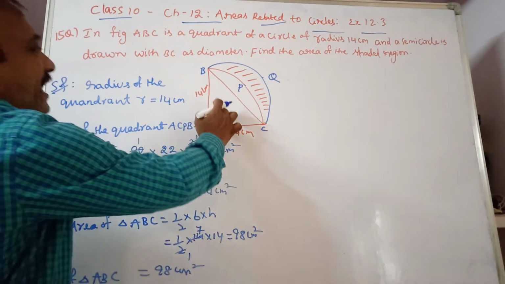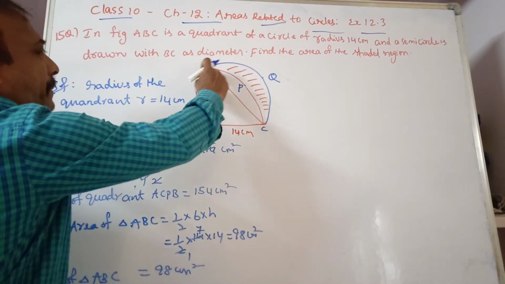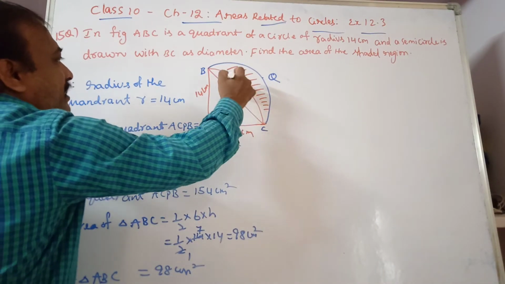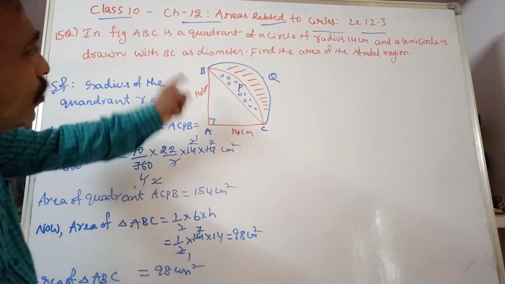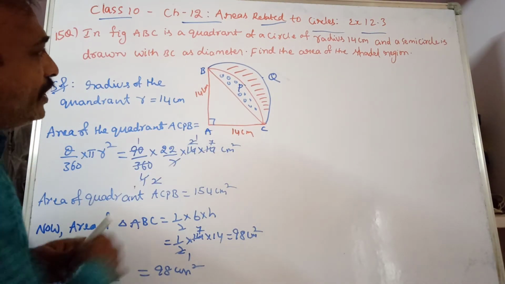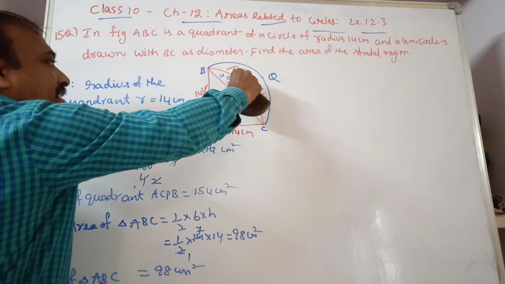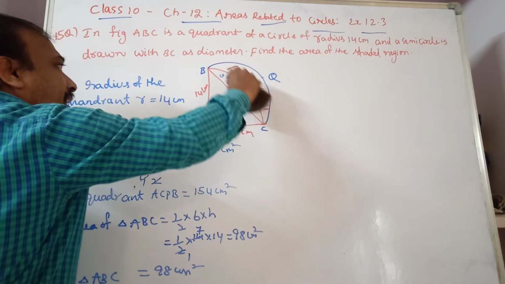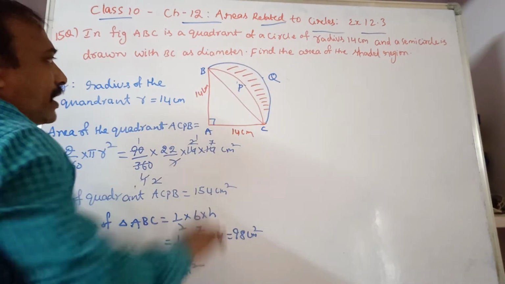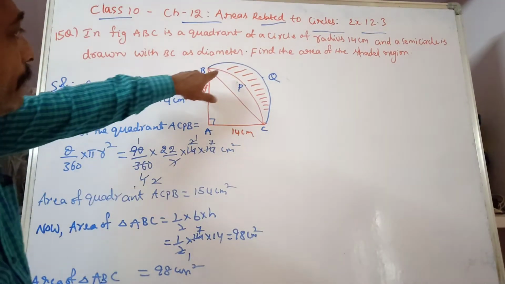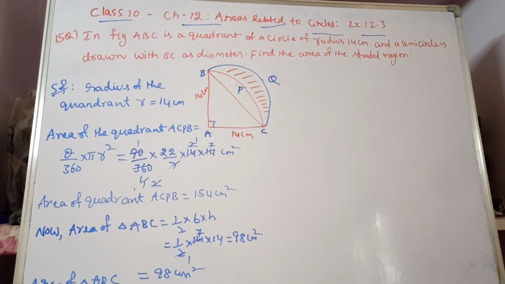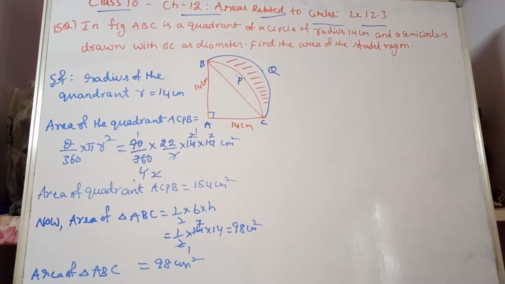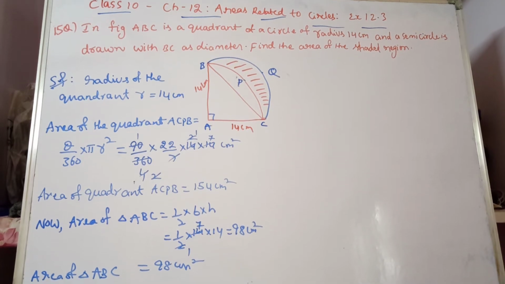We got now the area of the triangle and the area of this quadrant. To find out the BPC area, only this portion which I am circling, we have to subtract the area of the quadrant minus the area of the triangle. If you remove this portion, the circled one, then you will find the area of BPC. If you subtract the area of the quadrant minus the area of the triangle, you obtain the area of BPC.